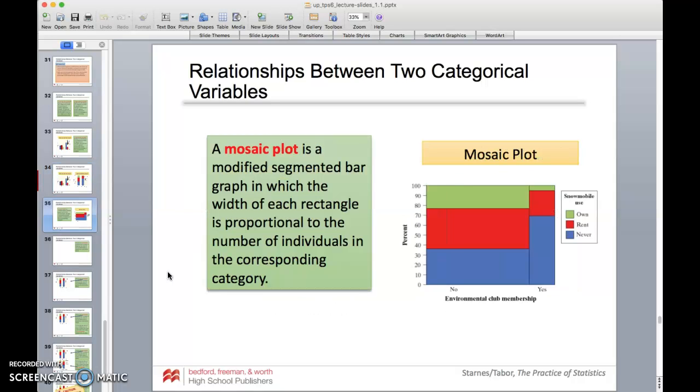All right, now a mosaic plot. This is kind of a kooky one here. It's where the width of each rectangle is proportional to the number of individuals in the corresponding category. So this one is, again, another way of doing it. It's a little confusing sometimes. You look at those. I like the other two better myself.